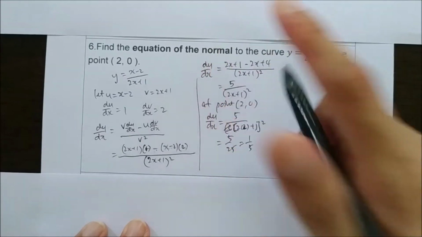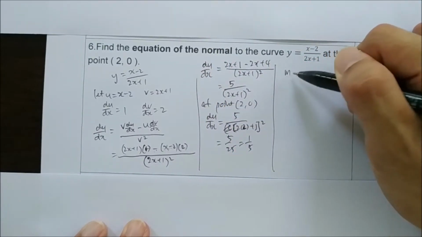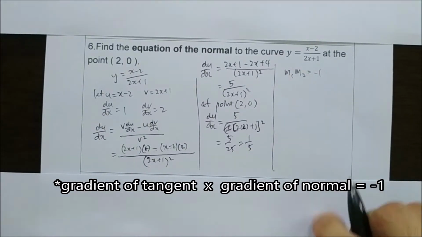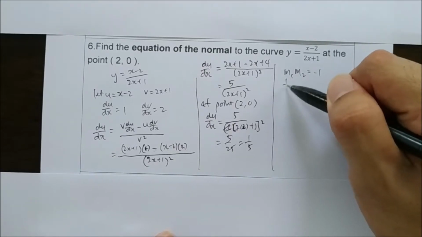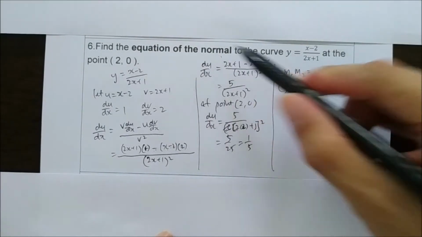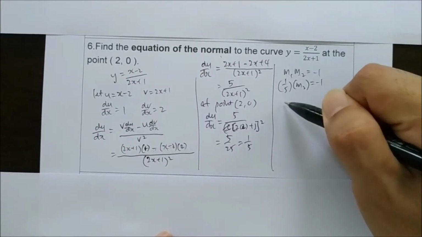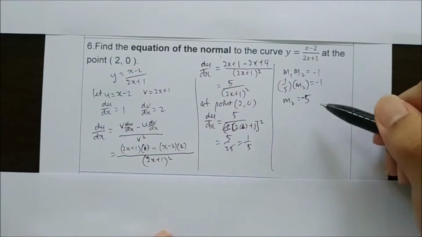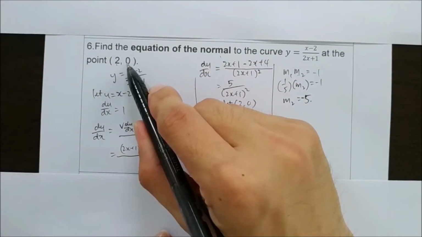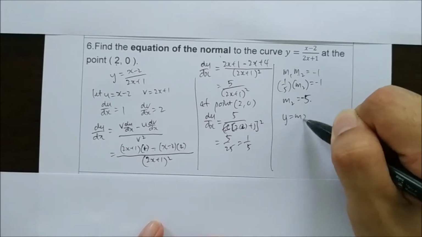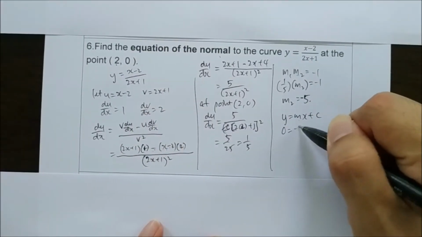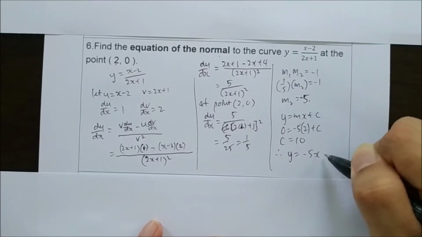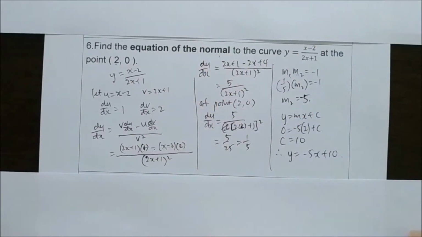To find the gradient of the normal, we have to use m1 m2 equals negative 1. For m1, I take the gradient of the tangent. m2 will be the gradient of the normal, which is negative 1 over m1. So m2 equals negative 5. We use this gradient and the point here to find the equation of the normal using y equals mx plus c. y equals negative 5x plus 10. This is the equation of the normal.